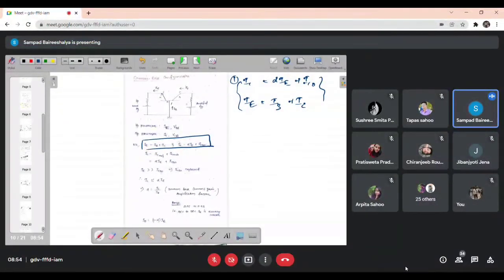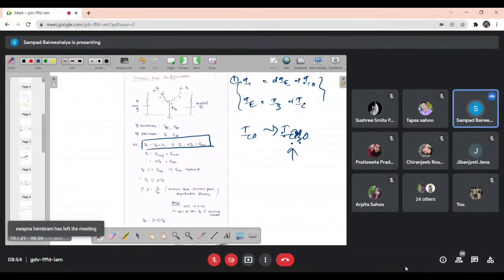And as this is the base common, this ICO can be written as ICBO. That is your minority current going from collector to base with emitter open. This can be read as: the minority current flows from collector to base with emitter open. When your emitter is open, the reverse current flowing from collector to base is called ICBO. Remember this: the name of ICO will change for different configurations. For common base it is ICBO, for common emitter it is ICEO, and so on. So be careful.